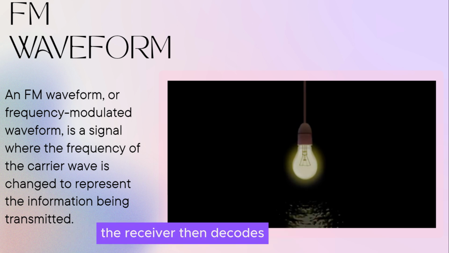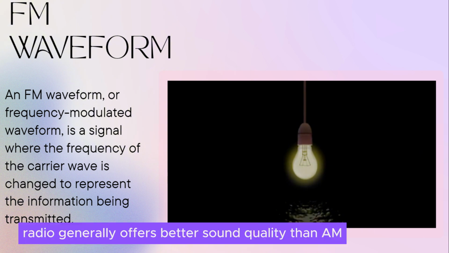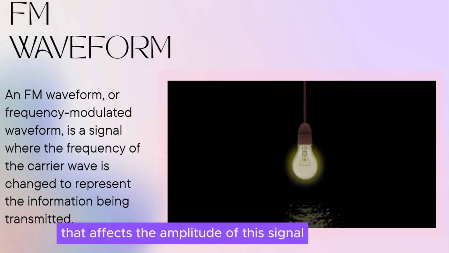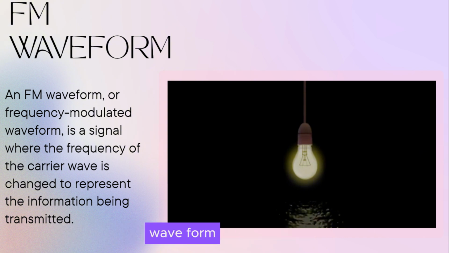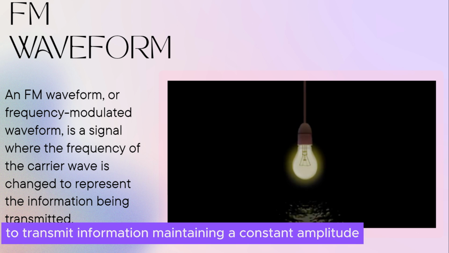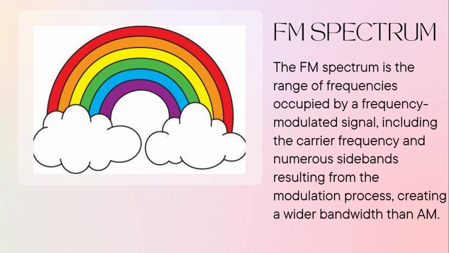The receiver then decodes these frequency changes back into the original audio signal. This is why FM radio generally offers better sound quality than AM, as it's less susceptible to noise that affects the amplitude of the signal. In essence, an FM waveform uses frequency variations in the carrier wave to transmit information, maintaining a constant amplitude for better noise immunity and audio quality.